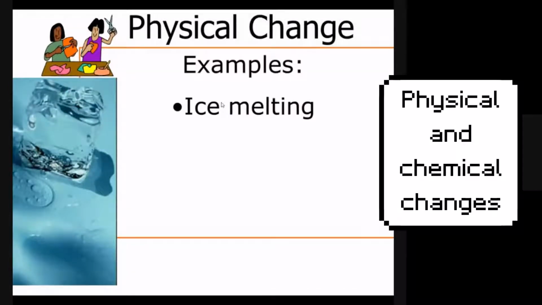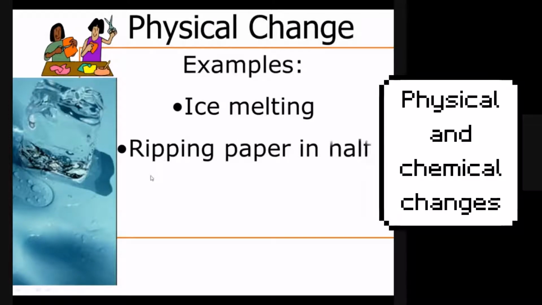So common examples include ice melting. Any phase change is automatically a physical change, going from solid to liquid, liquid to gas, or solid to gas. Those are all physical changes. As I mentioned earlier, cutting paper or ripping it is still a physical change because it's still made of paper.